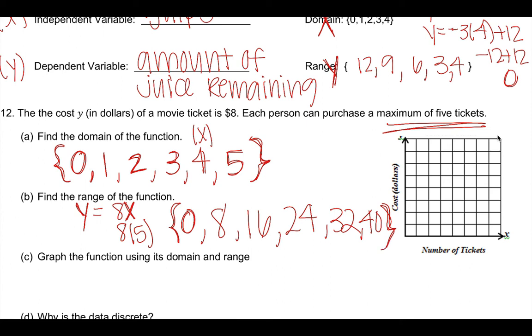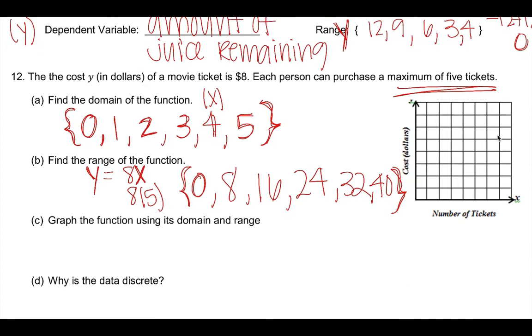So there's my domain, X values, and then the range was after I got my domain, I plugged in those X values into my equation to get my range, because my range is my dependent variable. It depends on my X value, which is my independent variable, correct? Now it wants me to graph the function.